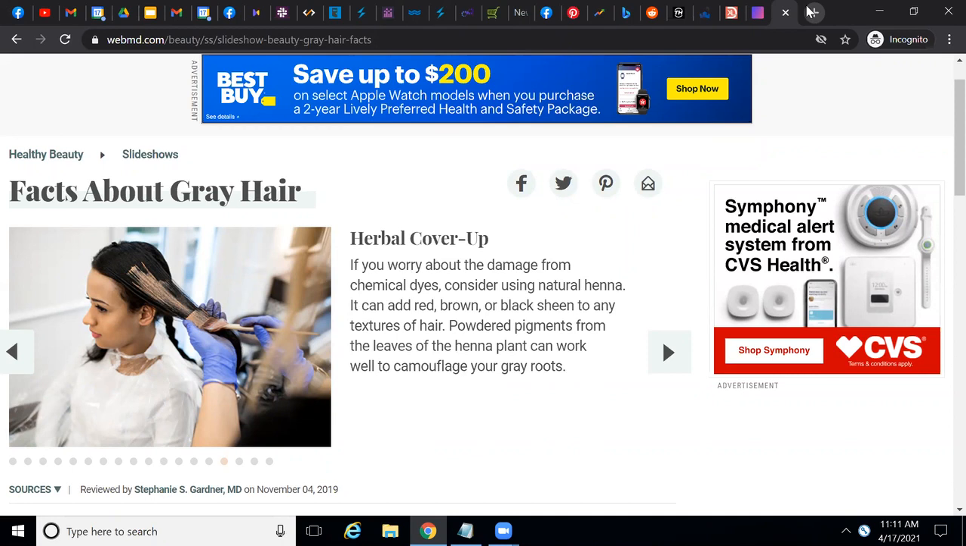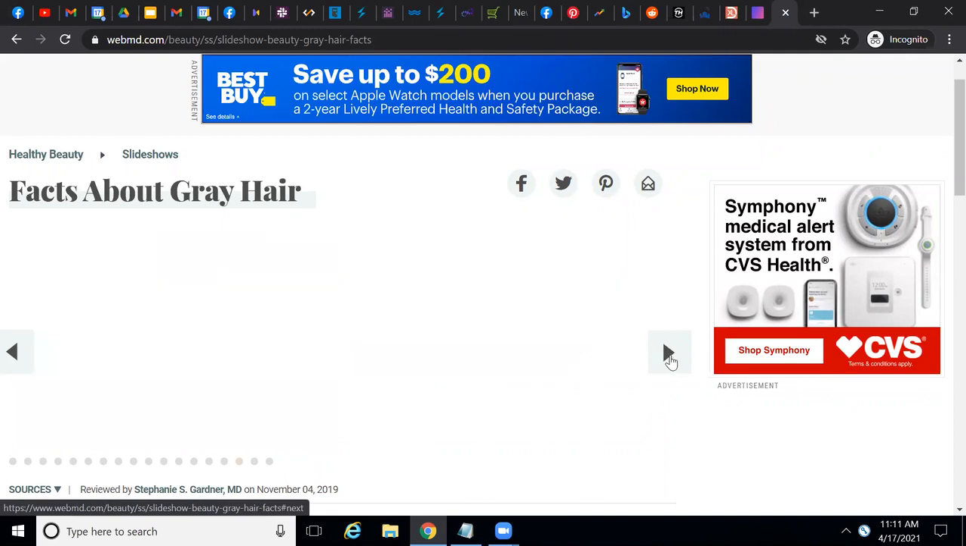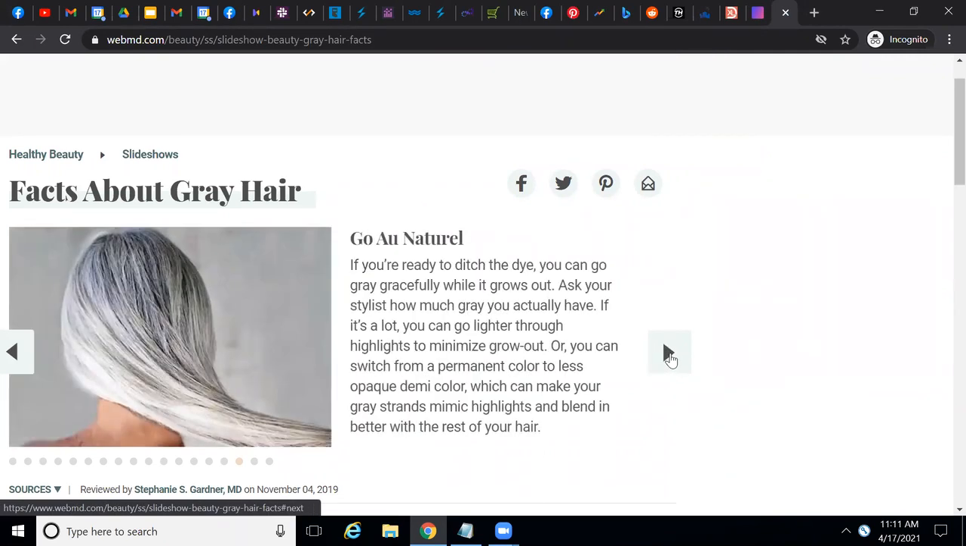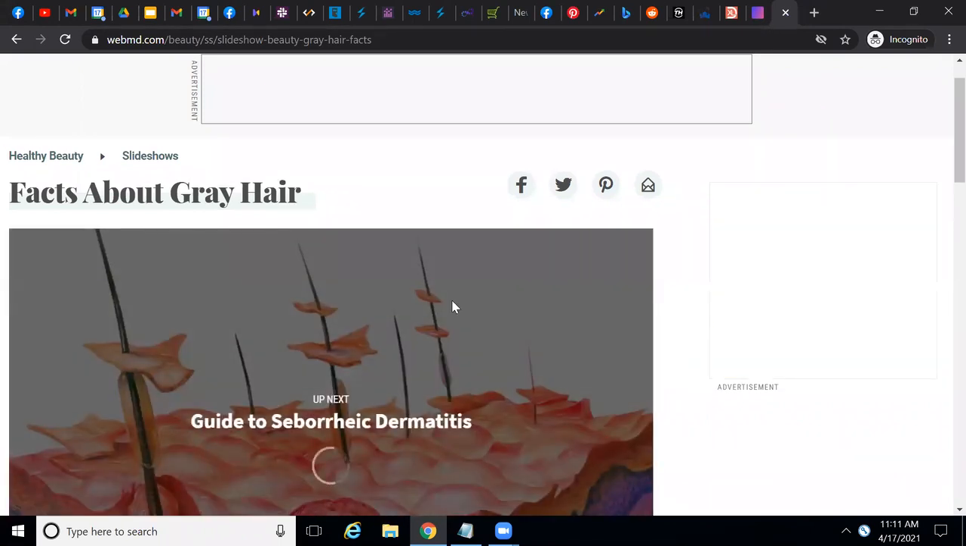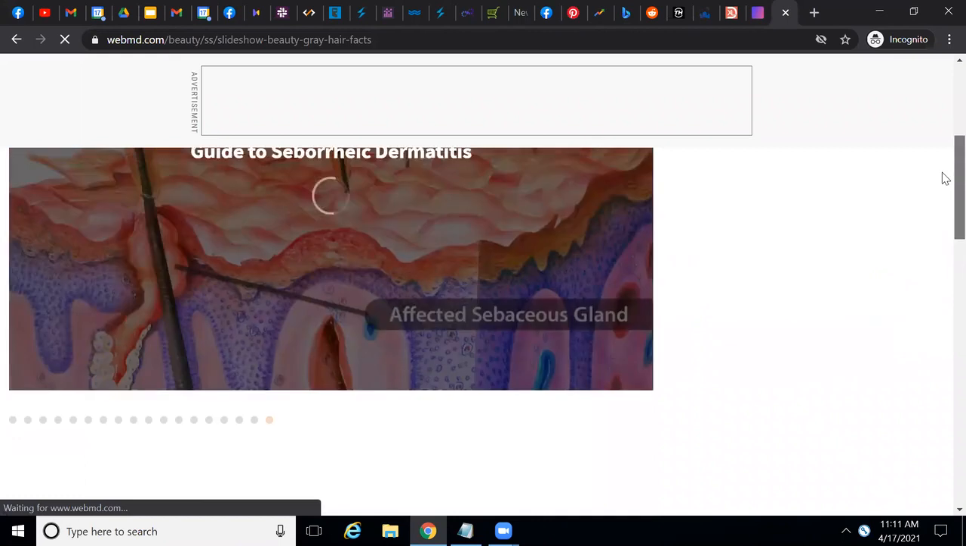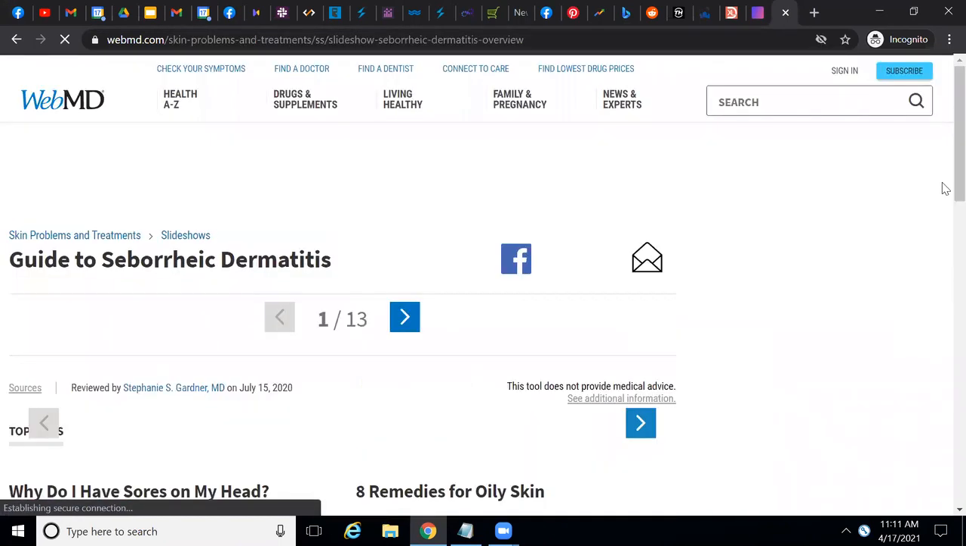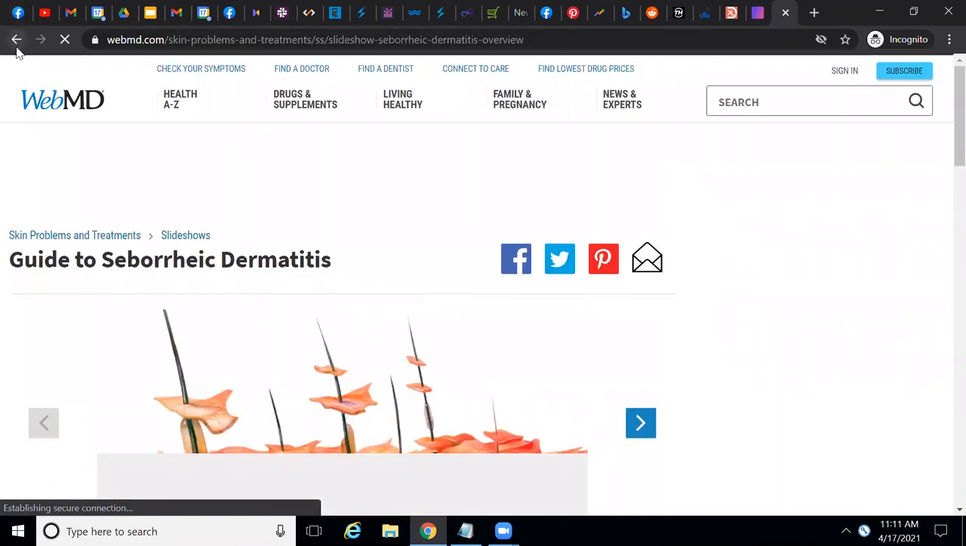I want you to think about it. I'm literally just stepping through the list we just went through. I'm vetting the solution to see, okay, what is the problem? Okay, going all natural and then cut it. So some facts about gray hair, and those were facts. Now we're into a different topic.